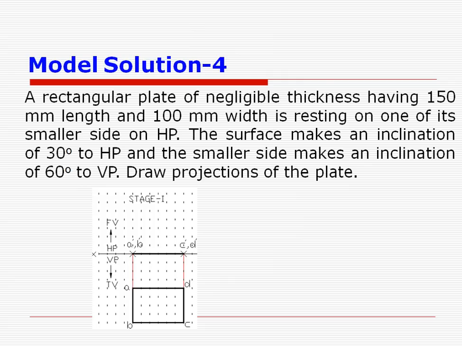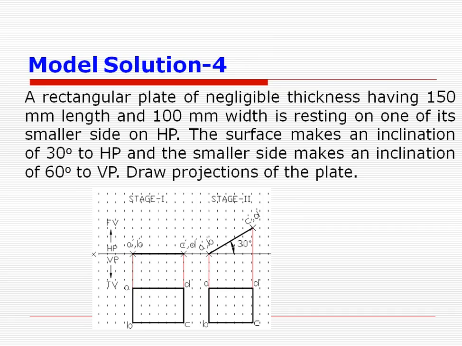In stage 2 we simply give the tilt to the front view of the line. The line view of the plate we will tilt by 30 degrees and we obtain the apparent shape. The first stage gave the true shape and utilized the information given in the statement, and then the second stage utilizes the next information, that is, the surface inclination with HP.